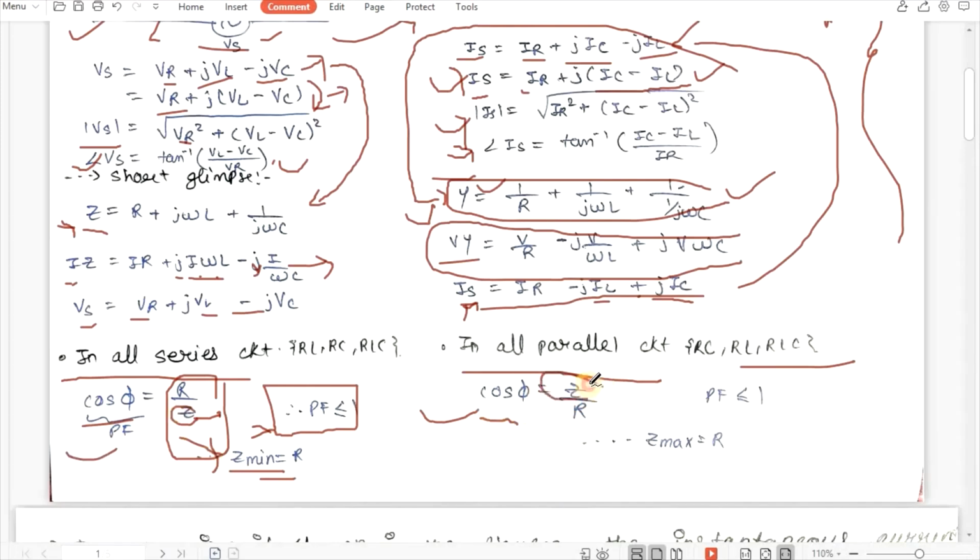Here the maximum value of Z is R. So if we decrease the value of Z, this factor will be less than 1 only. So we can say that power factor will always be less than or equal to 1, whether it is for a series or parallel circuit.